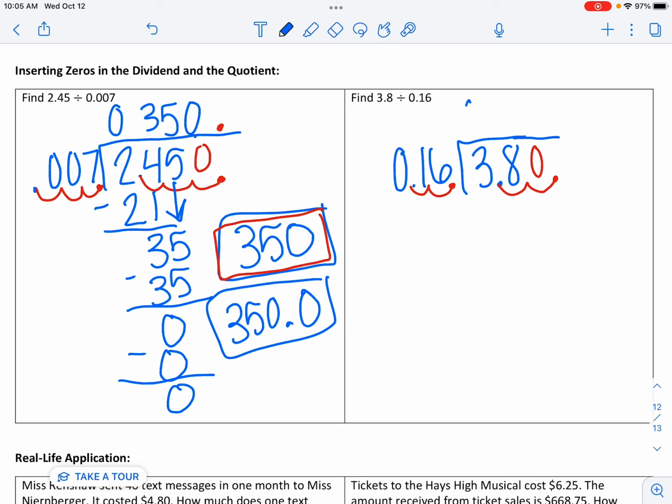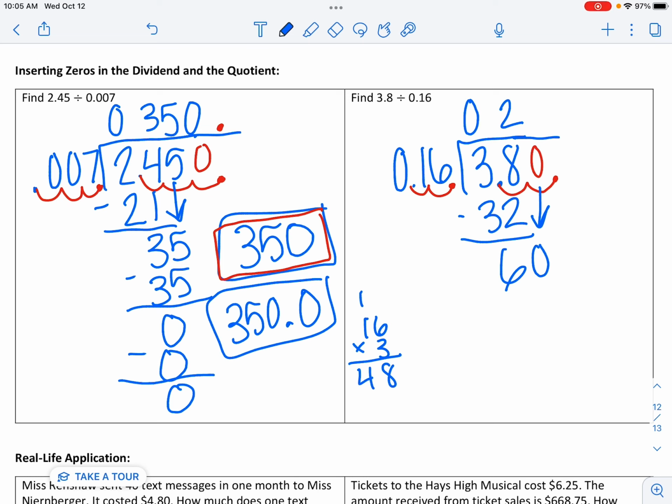16 cannot go into 3. 16 can go into 38 2 times. 2 times 16 is 32. And we subtract. Bring down our 0. 16 goes into 60. Let's do 16 times 3 and see what we get. 48. So I know if it went in 4 times, it would be too much. So we put a 3 above our 0.